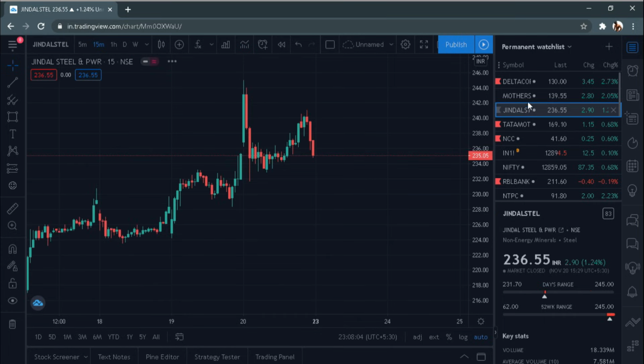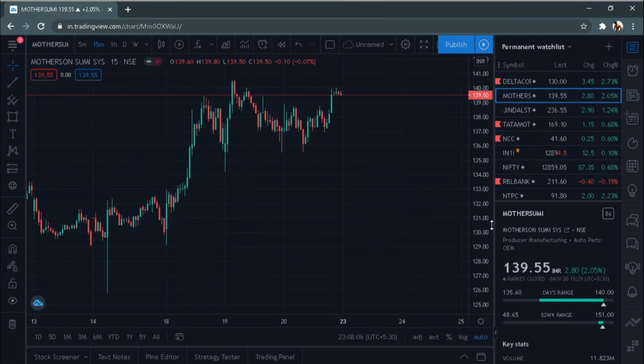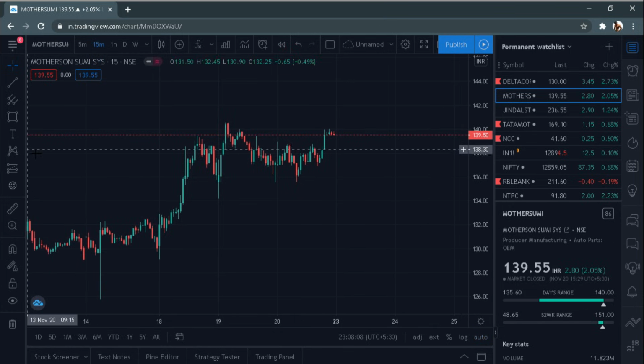So let's analyze a couple of other stocks. This is looking pretty interesting. Looking at Motherson Sumi Industries right now, the trend was up, going up, and it reversed a little bit and then went down. Now it is going sideways. So you can see a sideways market.